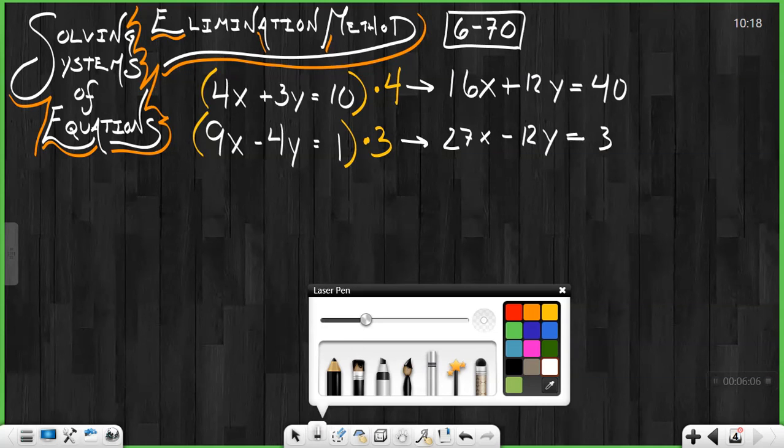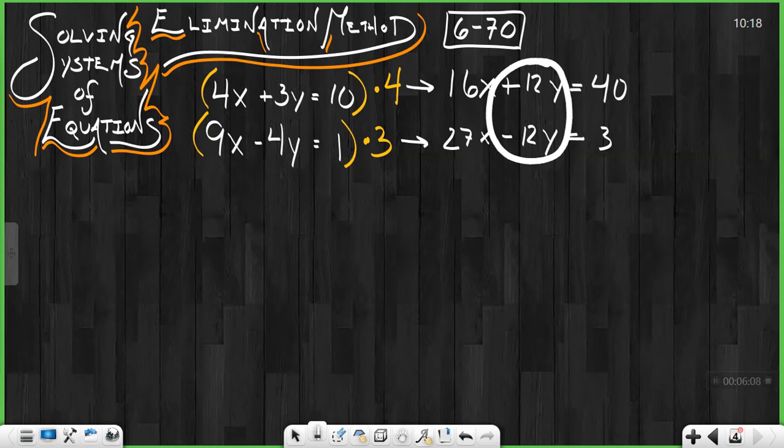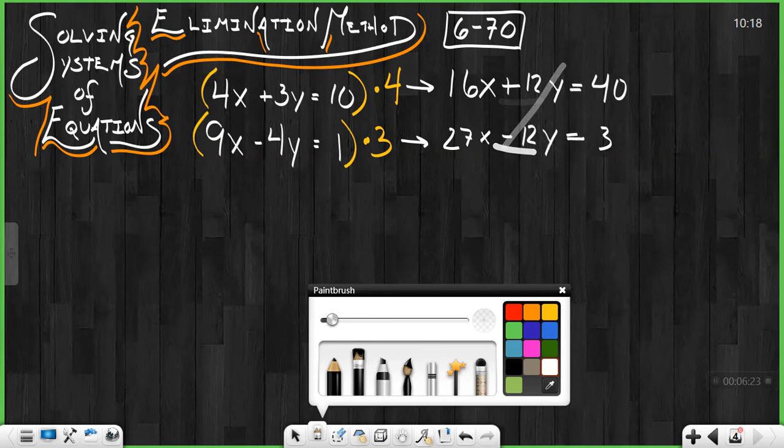And that's exactly why I did it. Take a look right here. That is what I was looking for. I chose 4 on top and 3 on the bottom so that my y terms became positive 12 and negative 12 because they will cancel each other out. That's what we're looking for.